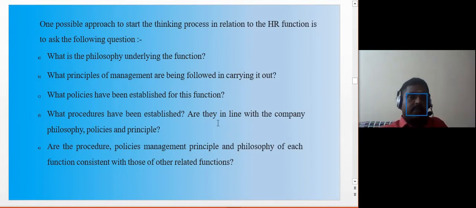One possible approach to start the thinking process in relation to the HR function is to ask the following questions. What is the philosophy underlying the function? What principles of management are being followed in carrying it out? What policies have been established for this function? What procedures have been established? Are they in line with the company philosophy, policies and principles? Are the procedures, policies, management principles and the philosophy of each function consistent with those of other related functions?